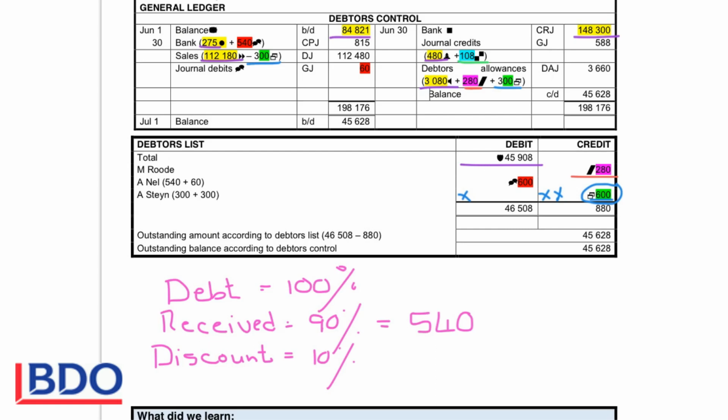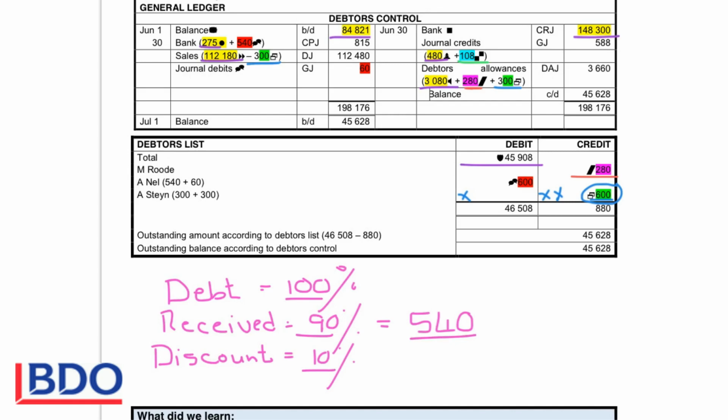If we look at the calculation, the debt is equal to 100% because that is the amount that the debtor owes. We allowed 10% discount, so we actually only received 90% of the debt. The amount that is given to us is the amount on the check. So that means that is the 90% that we receive. So next to 90%, we must show that it equals 540.